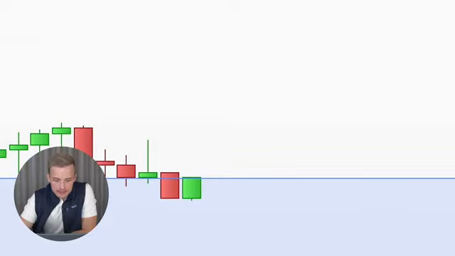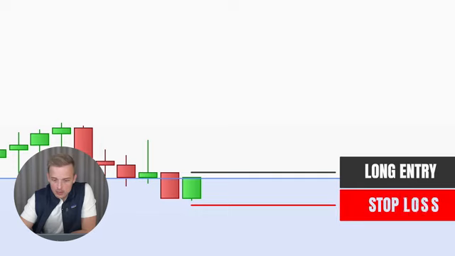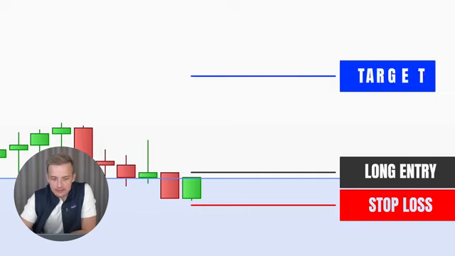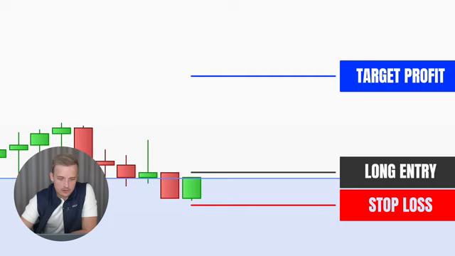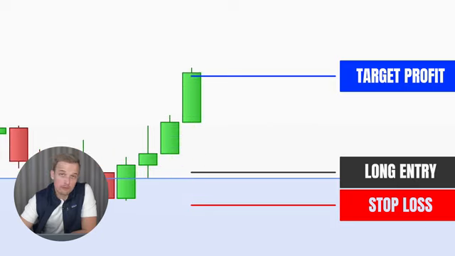So the entry would be straightforward. We would enter the long trade at the high of the previous candle here, and we would set the stop loss below the low of the candle, and I would set a target profit to 3 times the stop loss. Okay, so our trade is set. Let's see how it plays out. So the price continues up and we enter the trade. We reach our target profit here already 15 minutes later.